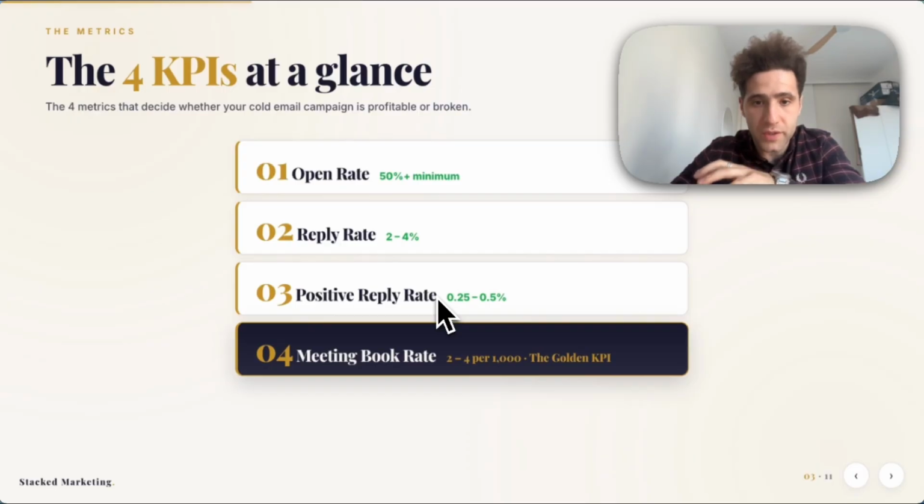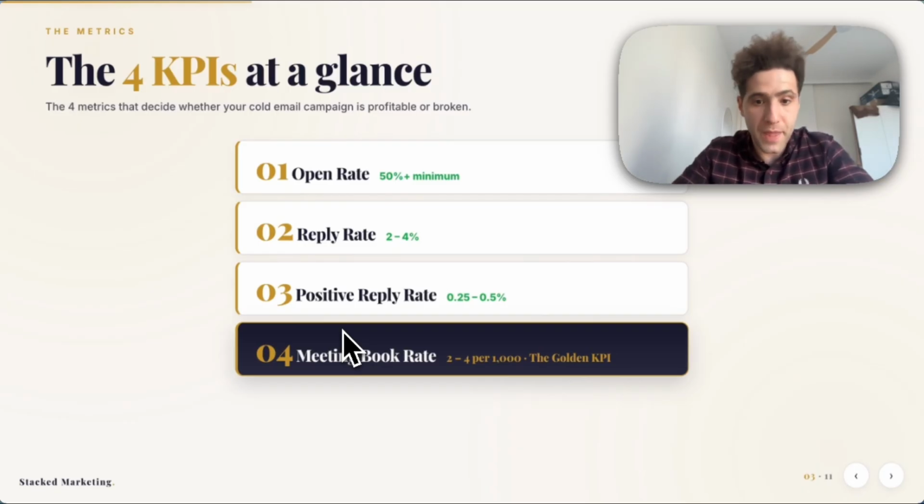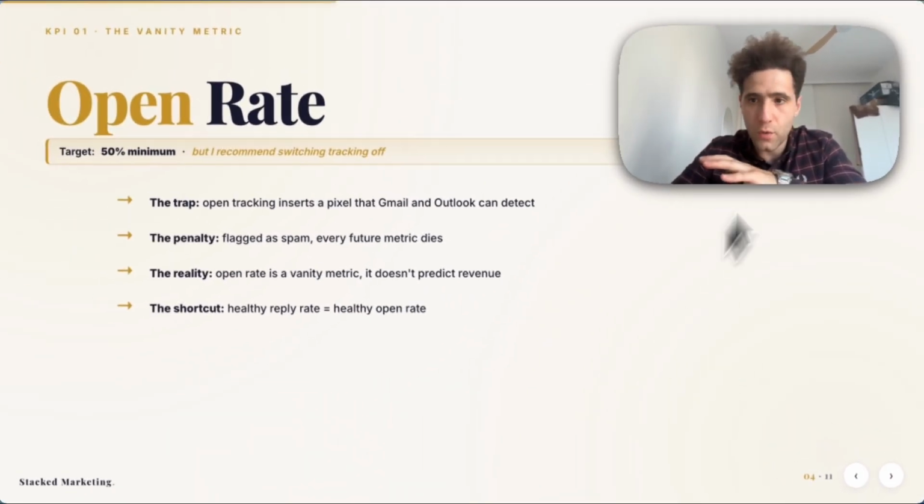Again, I'll dive into all the details here in just a second. Then ideally, you want your meeting book rate to be anywhere between 2 to 4 calls per 1,000 prospects that you send cold emails to. If you can hit these numbers, then you've got a strong and scalable cold email campaign that will give you a strong ROI. So first, let's have a look at the open rate here.